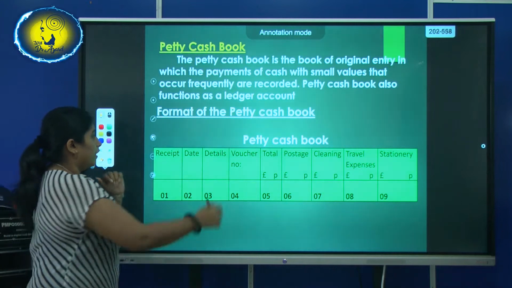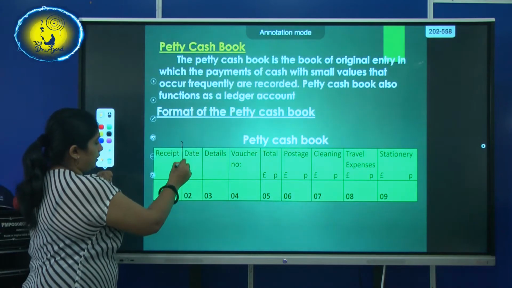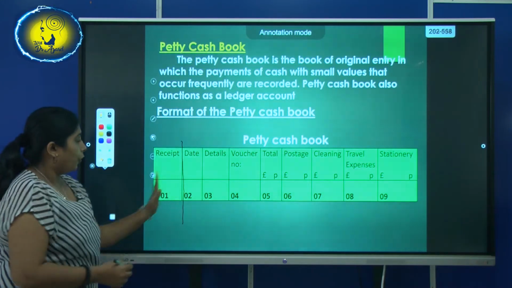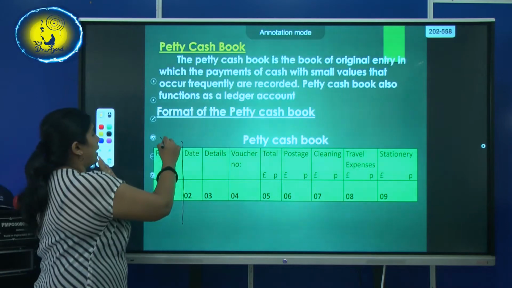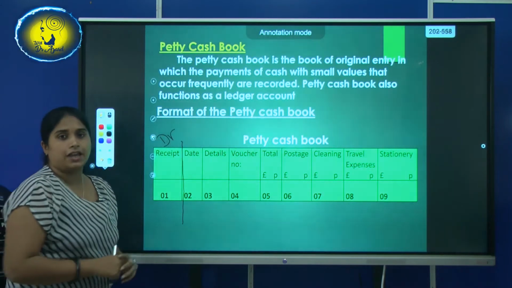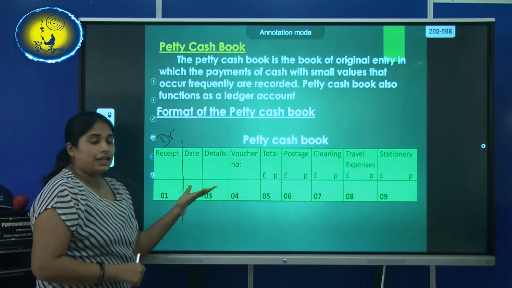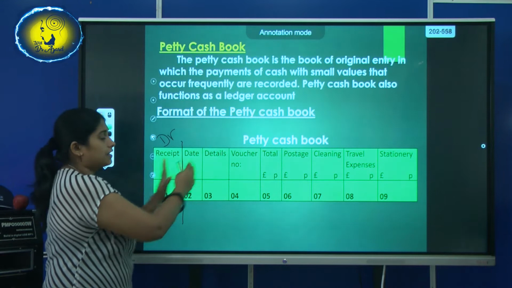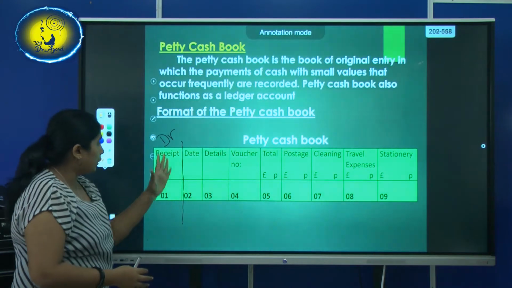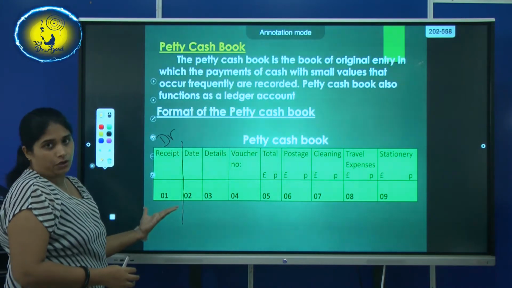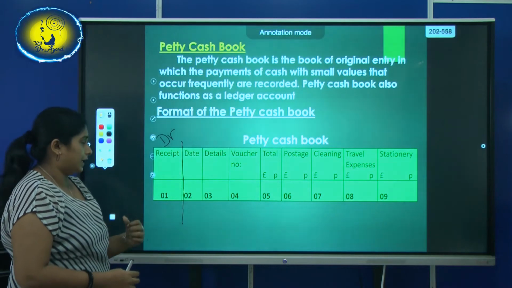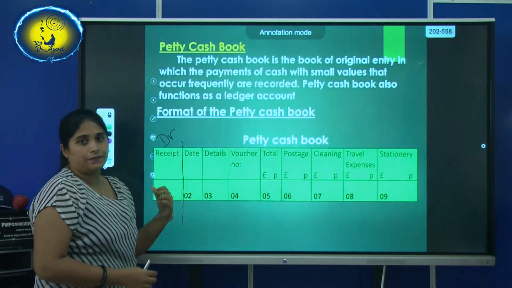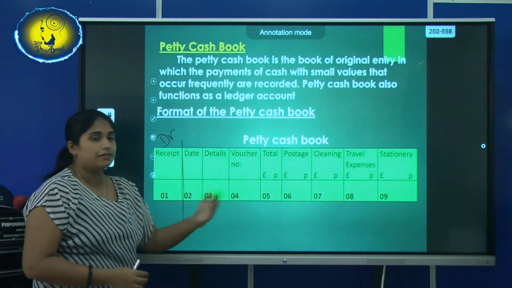I'll explain. Here the receipt column, this side, only the receipt column is assumed as the debit side of the Petty Cash Book, and we have detail and date columns. These two columns are common for both debit and credit sides. So only the debit side receipt column will be included in the petty cash. Date and detail columns will be common for both debit and credit side.